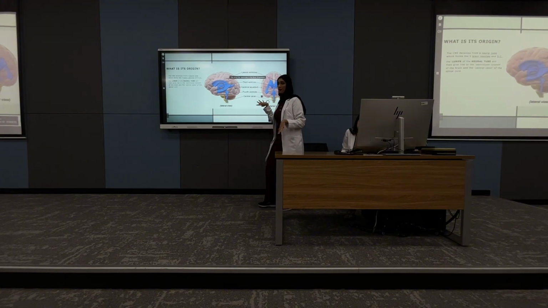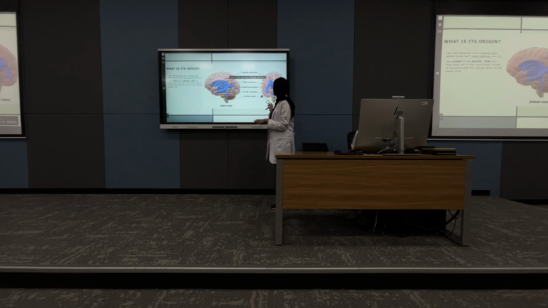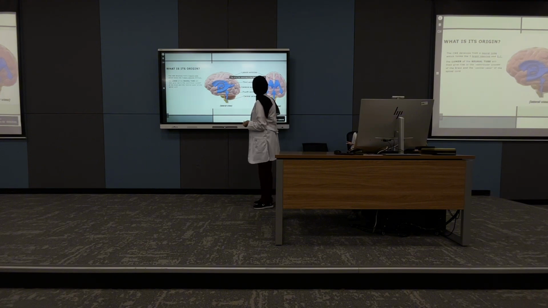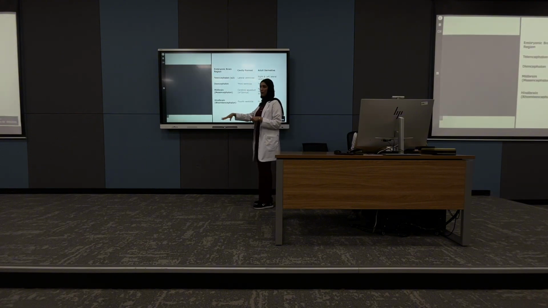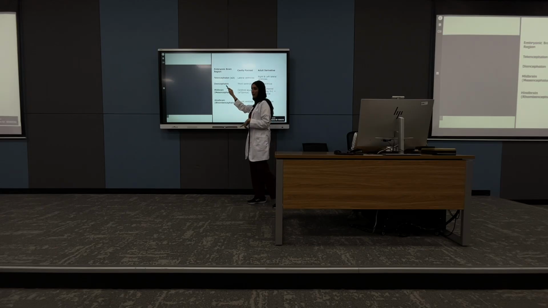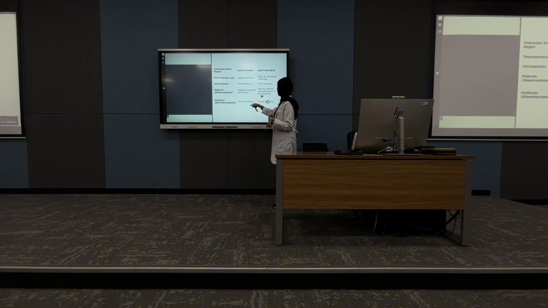Alright, so what's the origin of the ventricular system? Basically, it originates just like the rest of the brain from the neural tube, specifically the lining of the neural tube. The neural tube gives these embryonic brain regions: the forebrain, midbrain, and hindbrain. The forebrain separates into telencephalon and diencephalon. The telencephalon gives the lateral ventricles, and the diencephalon gives the third ventricle and the thalamus. I'll get back to this point in a bit, but it's very important. The midbrain will form the cerebral aqueduct, and the hindbrain the fourth ventricle.